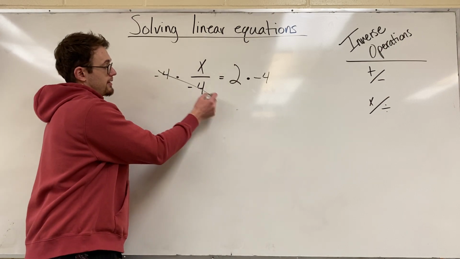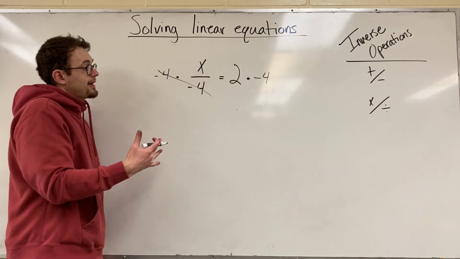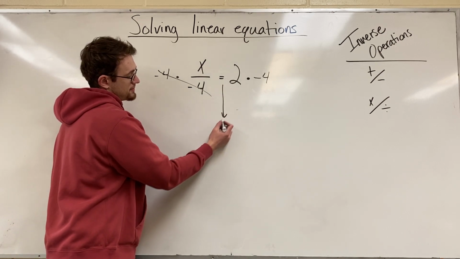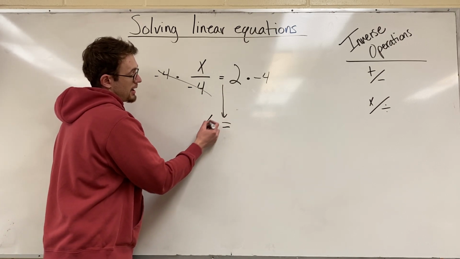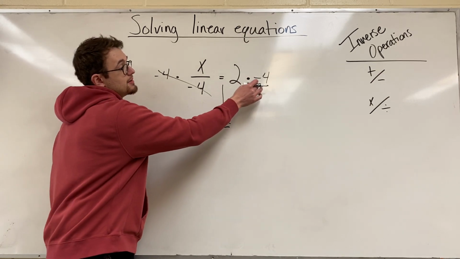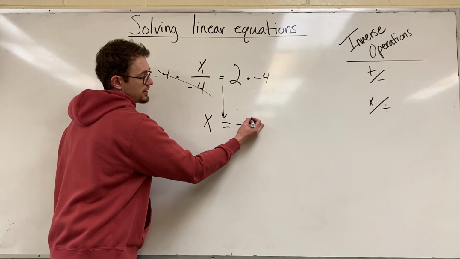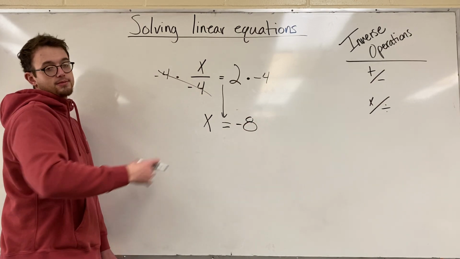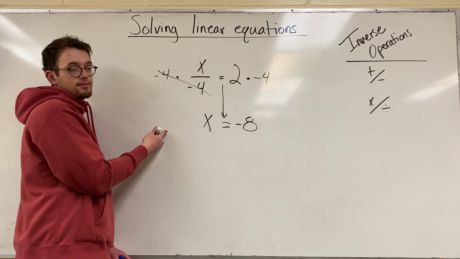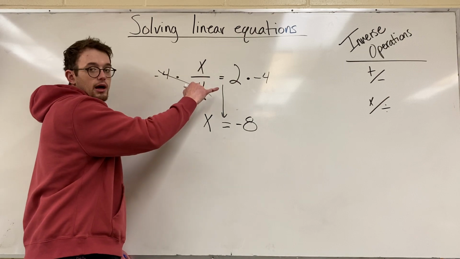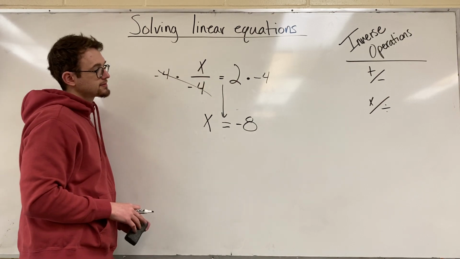All right, it cancels out. That's the whole point. I wanted to get rid of it, I got rid of it. So I'm gonna drop my equal sign. I have x by itself. 2 times -4 is -8. X is by itself now. It's my answer, right? One step. My one step was multiplication. I did it to both sides. I got my answer.